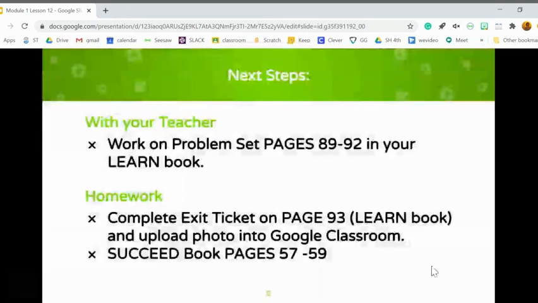The next thing you're going to do with your teacher is to work on problem set pages 89 through 92 in your Learn book. For homework, complete the exit ticket on page 93 in your Learn book and upload the photo into Google Classroom. And finally, your Succeed book, pages 57 through 59.